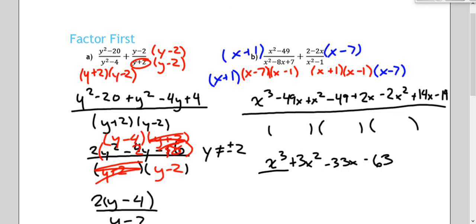And at our current capabilities, that's where we're going to leave it because we don't know how to factor higher degree polynomials, but that's fine. We move on.